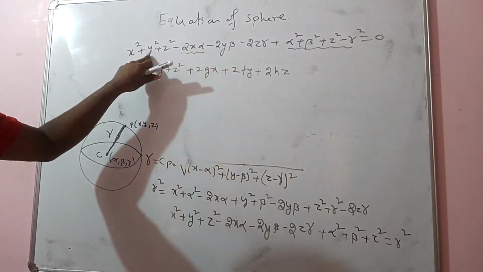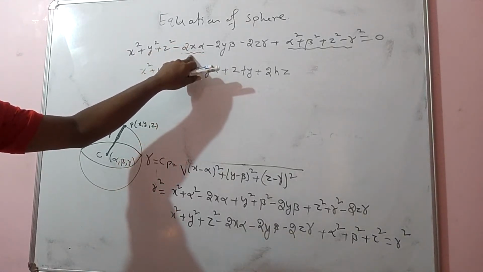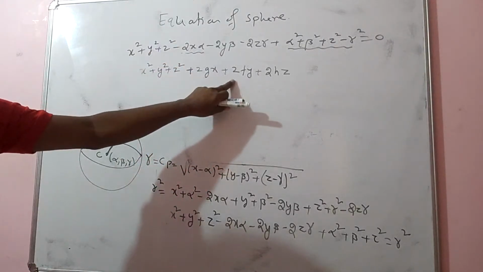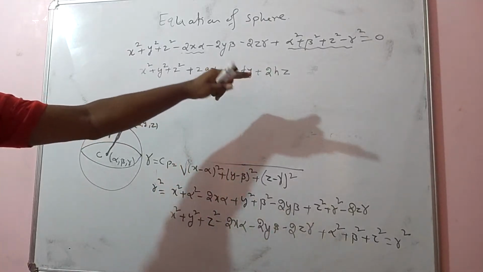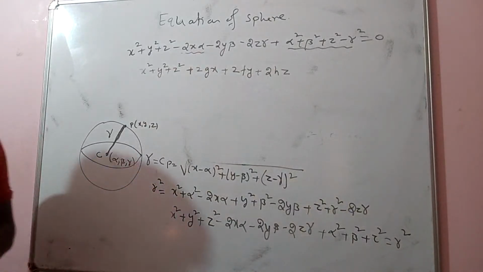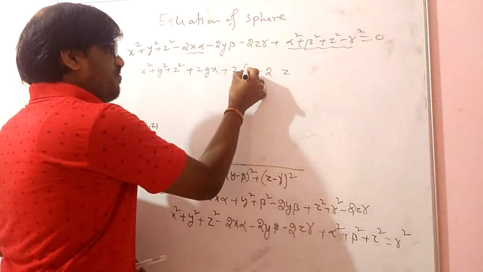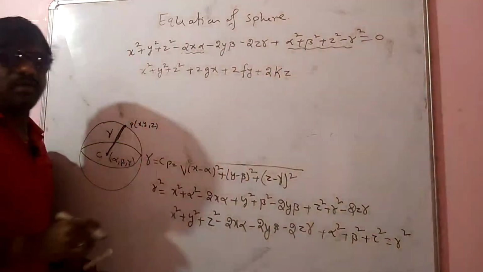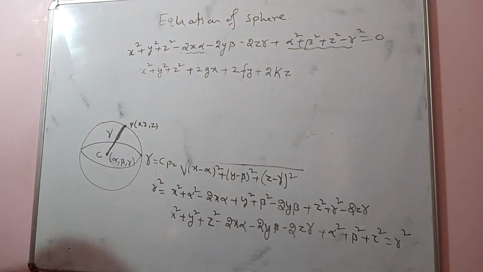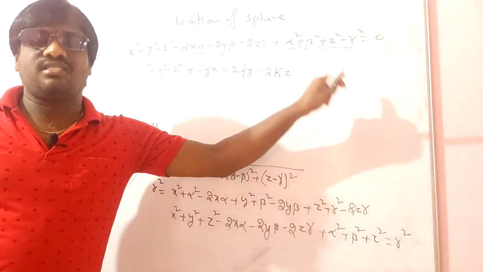So here you have x square plus y square plus z square minus 2x alpha. This we are replacing with 2gx, and this with 2fy, and this you can replace with 2kz also; hz or kz, you can use anything here. Some people use f, y and k, or you can use h also, that is not a problem at all. And the whole constant I can keep as a constant.